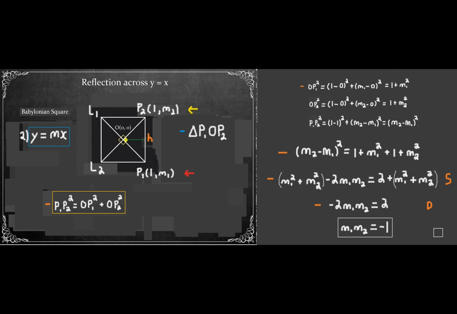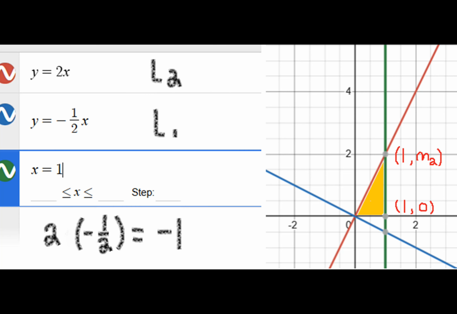Therefore, the product of the slopes of 2 perpendicular non-vertical lines must equal -1. We are done. Nice. In the example, the product of their slopes, 2 times -1 over 2, equals -1, which confirms the lines are perpendicular.